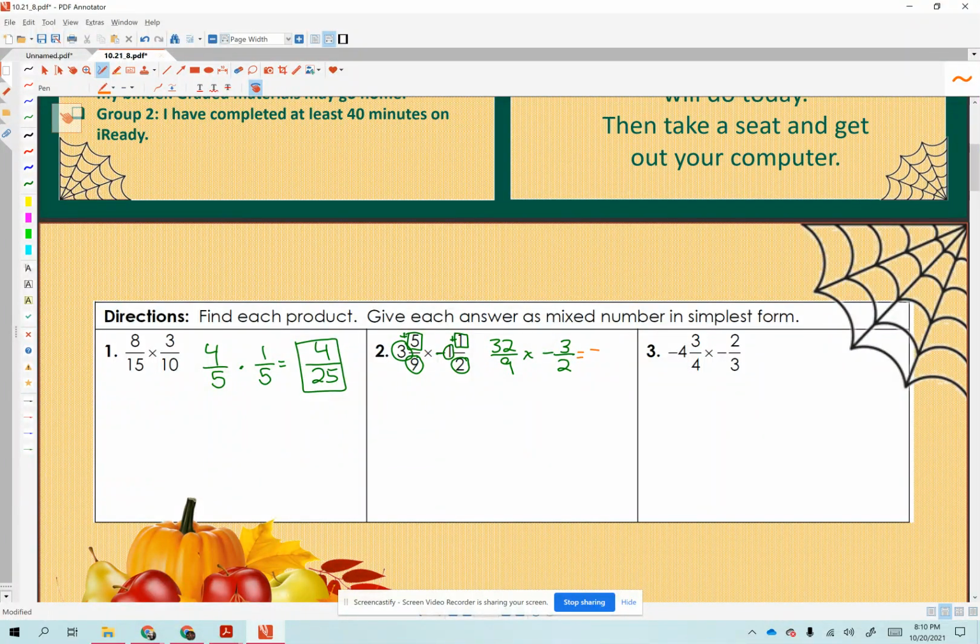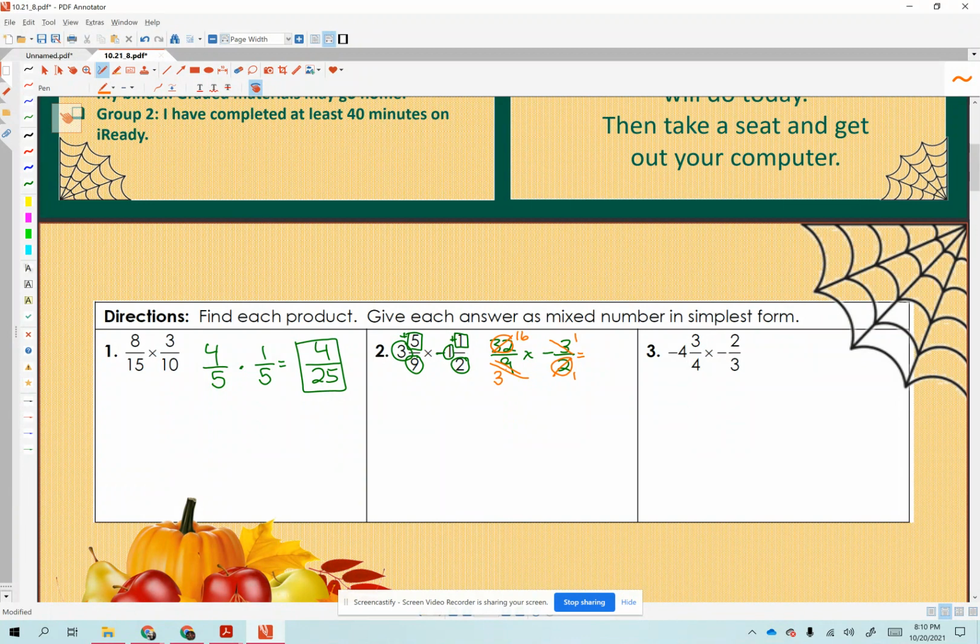But I do think we should cross simplify. So before we even multiply across, let's see if we can reduce these numbers to make this problem a little easier. So 2 is a factor of 32. So 2 divided by 2 is 1, and 32 divided by 2 is 16. 3 is a factor of 9. So 3 divided by 3 is 1, and 9 divided by 3 is 3. Now it's much easier to multiply across.